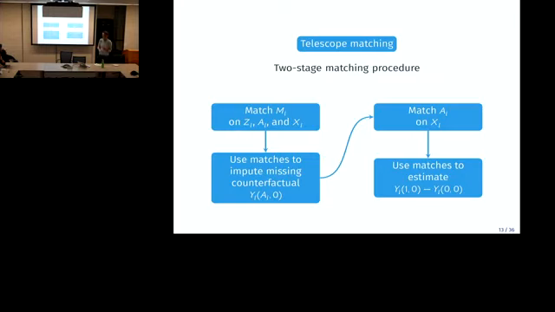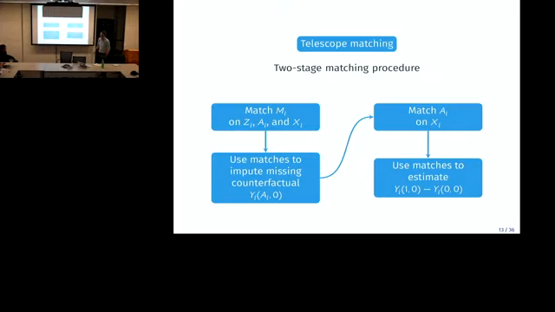Just a clarification. So when you say match M on Z, you're saying pick individuals at M equal 1, and then find other individuals for M equals 0, but with the same value on Z and X? Yeah, I'll go through this in a little more detail. But yes, that's essentially it.